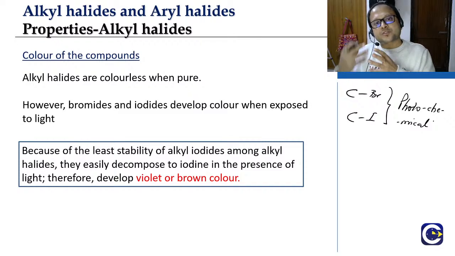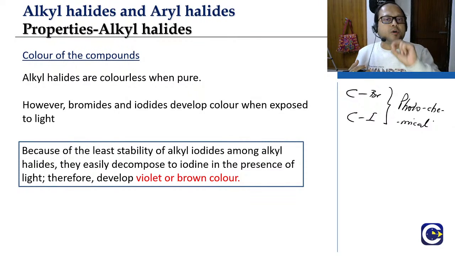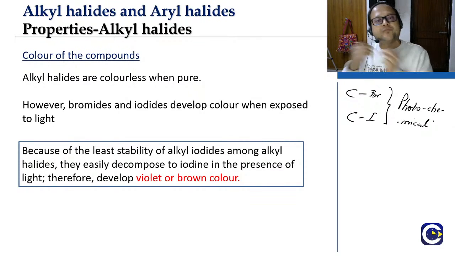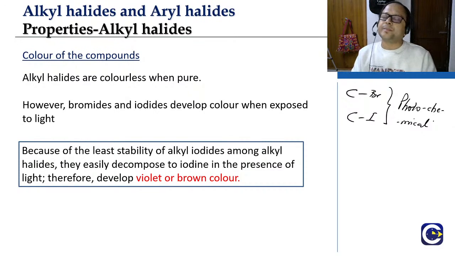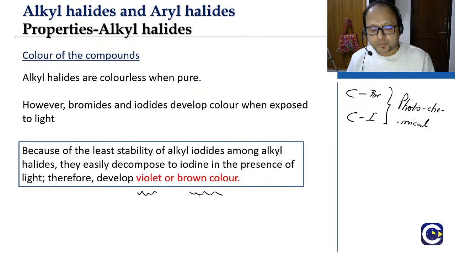So there is quite a possibility that a little amount of bromine will be formed, iodine will be formed. Therefore they will appear a little violet in color, or they may appear a little brownish orange in color, right? That is the typical color developed for iodine and bromine in alkyl bromide or alkyl iodide compounds, right?